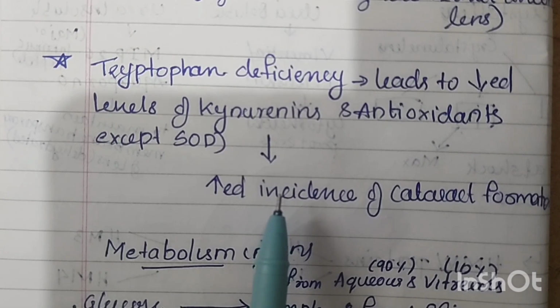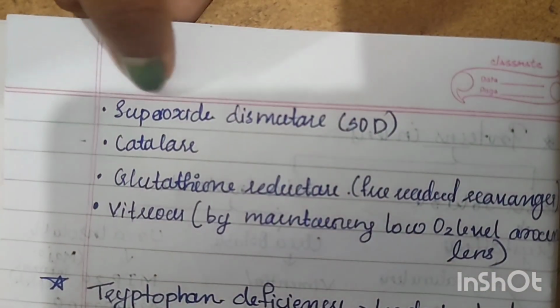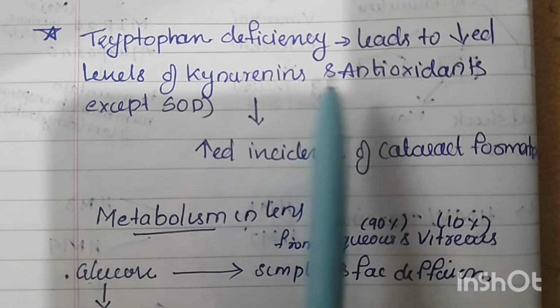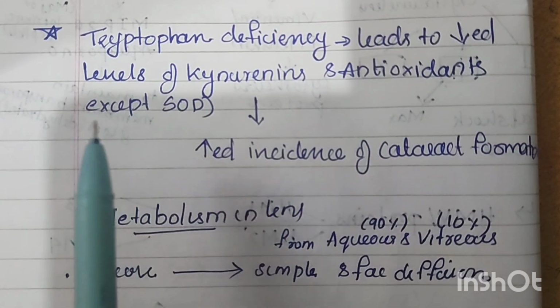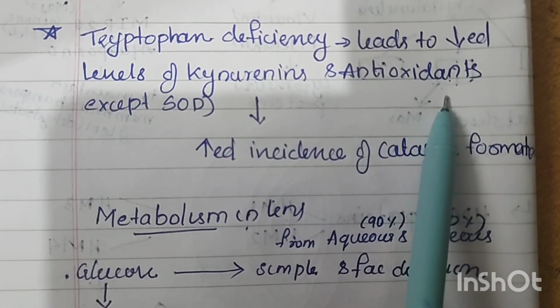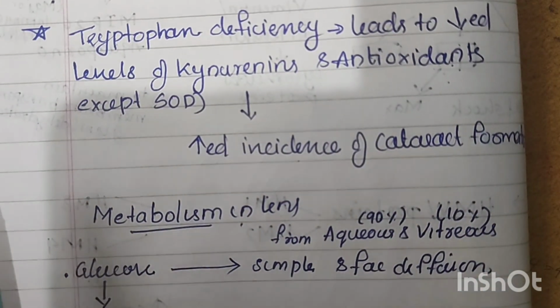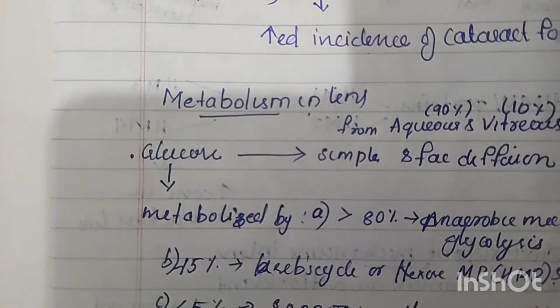Then the next point is how cataract formation occurs. The doctor will tell cataract patients to please eat certain things, and that is based on tryptophan. Those who have tryptophan deficiency will have decreased levels of antioxidants, except the superoxide dismutase, SOD. If the antioxidants decrease, this will increase the incidence of cataract formation.